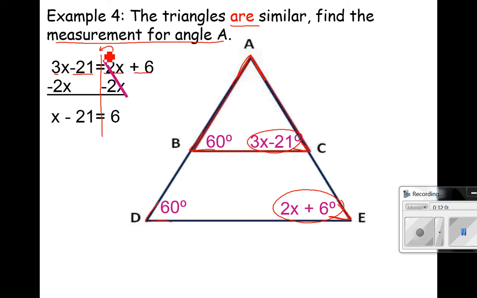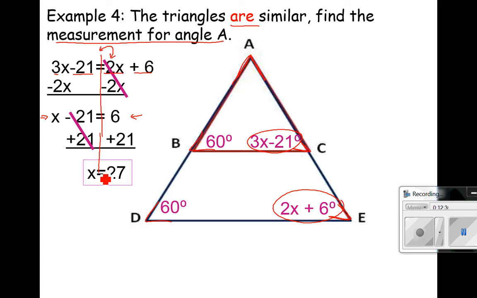So I'm going to notice that I have more things on the first side than I do on the second side. I have more terms. The first side I have 2 terms. Second side I have 1 term. So I need to get rid of something on the side that has the most terms. And I see that I need to get rid of the minus 21. The inverse operation of minus 21 is plus 21. So I can add 21 to both sides, and this cancels, and I'm left with x by itself on the first side. So I know that x equals, and if I add 6 plus 21, I get x equals 27.